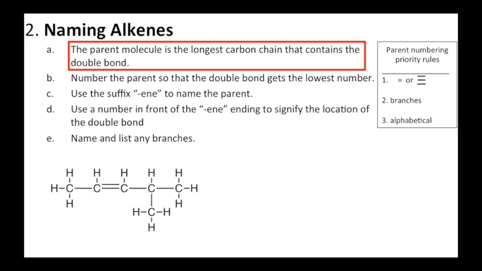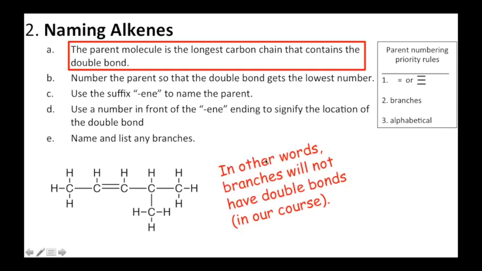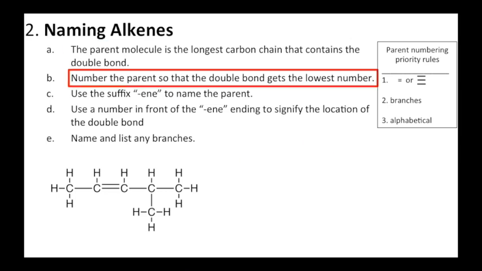Now the parent molecule is the longest carbon chain, so you know how to find a parent, find the longest continuous chain that has the double bond. Now, in other words, branches will not have double bonds in our course. So, here's our longest continuous chain right here. Right? If you ever have a double bond in a branch, I'm saying that won't be a branch in our course. The double bond will be the parent.